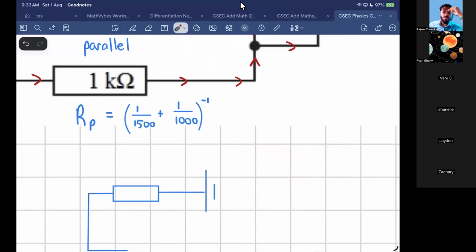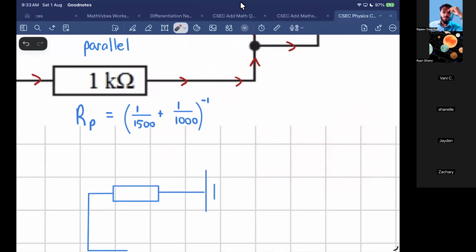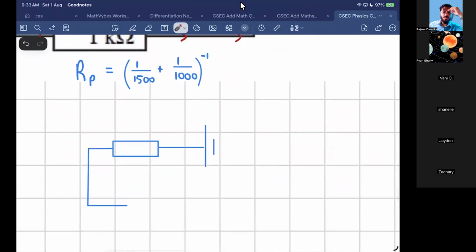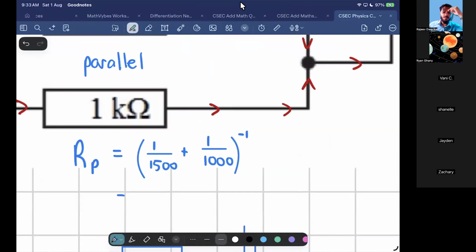You're going to learn it a bit differently in school, but just use this one. That's my advice. In school, they're going to tell you 1 over Rp is equal to 1 over R1 plus 1 over R2, and then you have to add this and flip it. Don't do that, it's too much work. Just do this. Easy. Alright, so Vani, when you plug this into your calculator, what are you getting for the combined resistance?